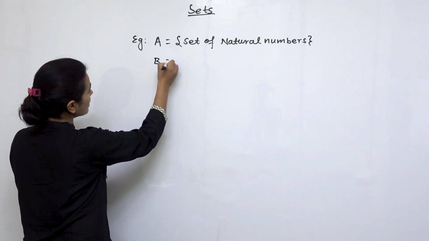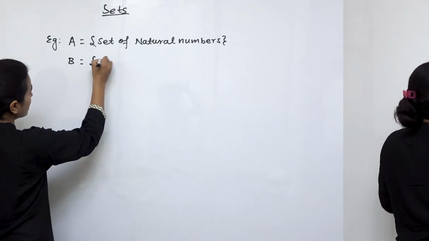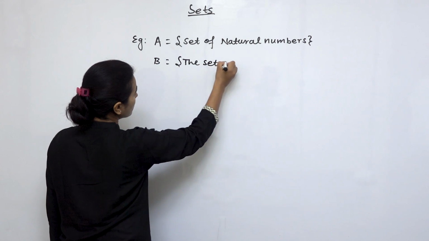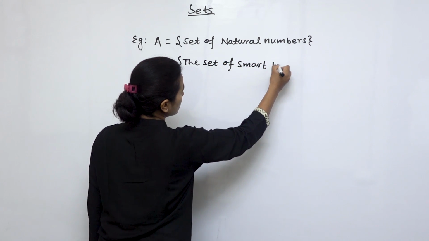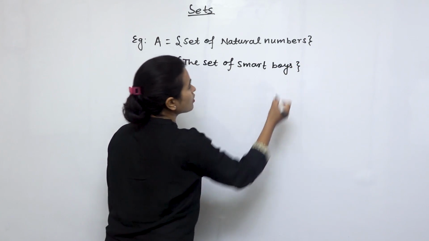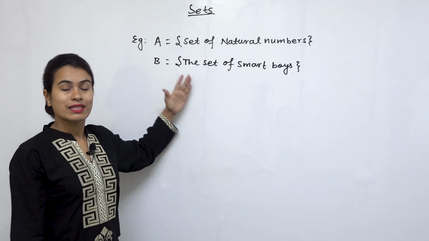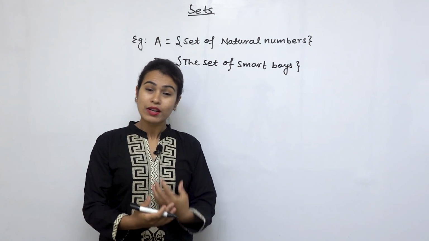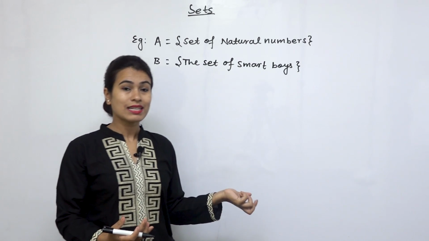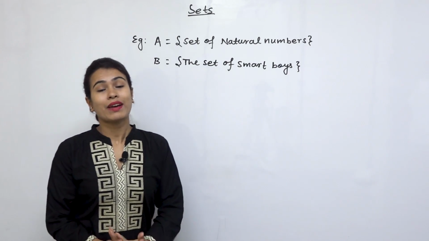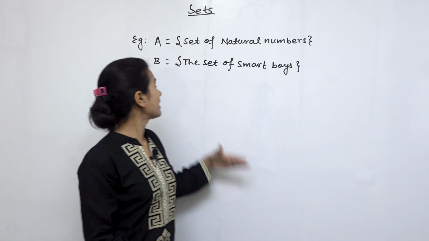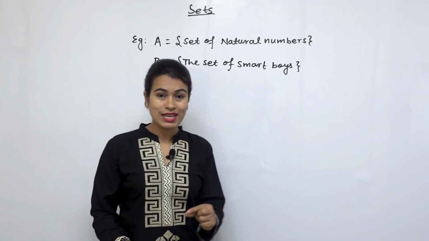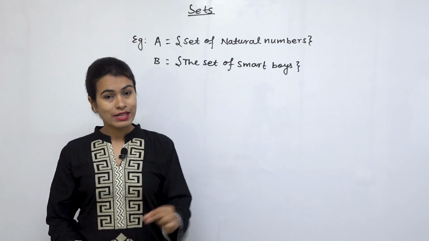If I write down a set B, the set of smart boys, which is not well defined. The same person can be smart in one person's eyes, whereas another may not find that person smart. So that's why it is not well defined. So to be a set, it should be well defined.